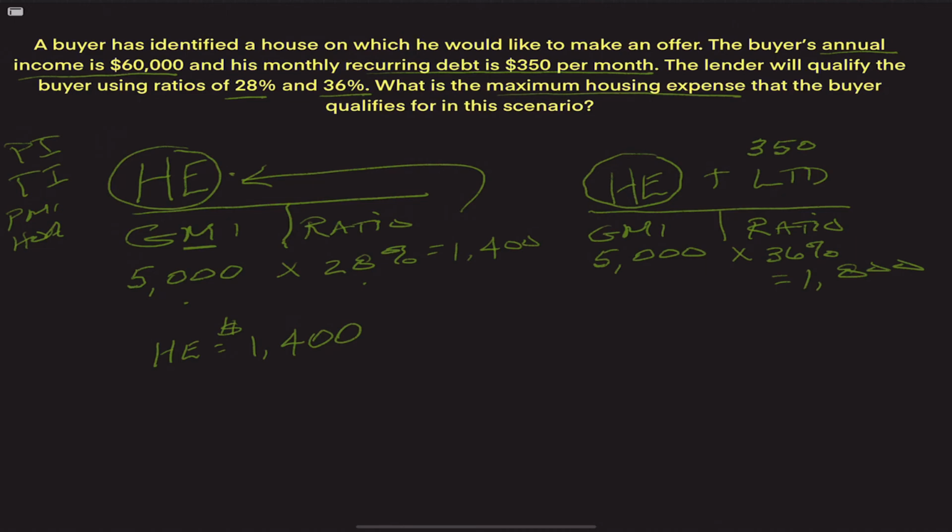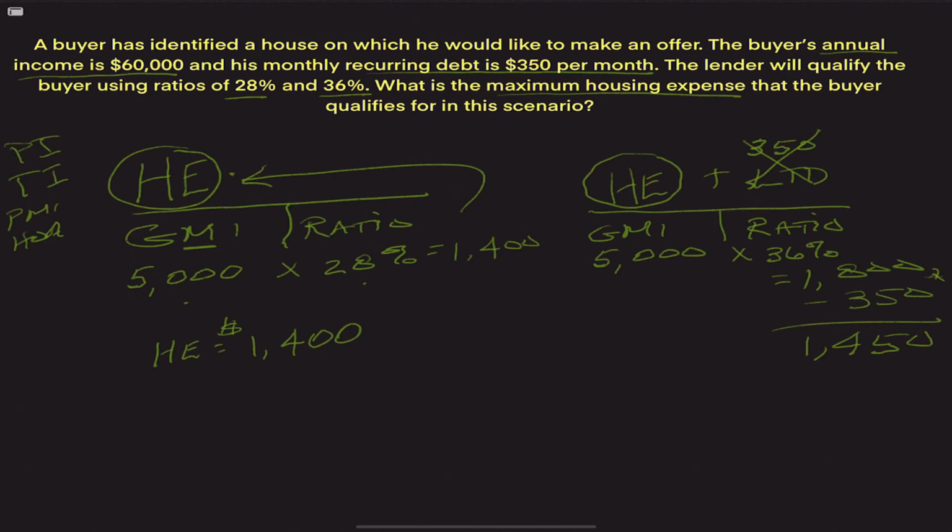But keep in mind, the question didn't ask me for my total housing expense and long-term debt. It asked me for my housing expense. So I have to get rid of this variable right here. How do I get rid of a variable? Well, if I had $350 there, I'm going to have to get rid of $350 here. So $1,800 minus $350 is going to be $1,450. I will tell you, this step right here is the step that gets most people on the exam.